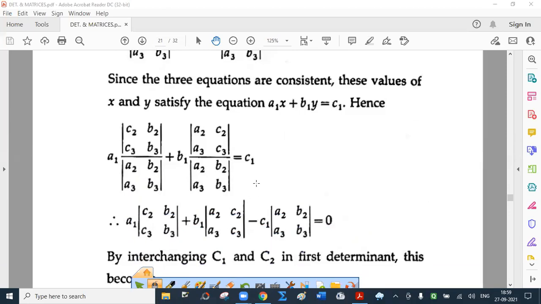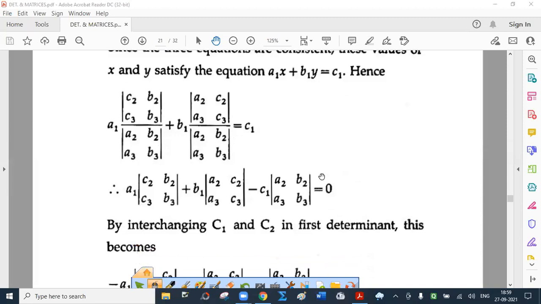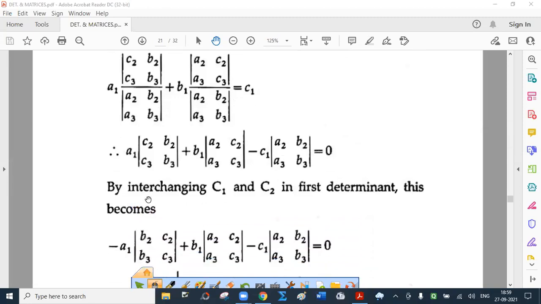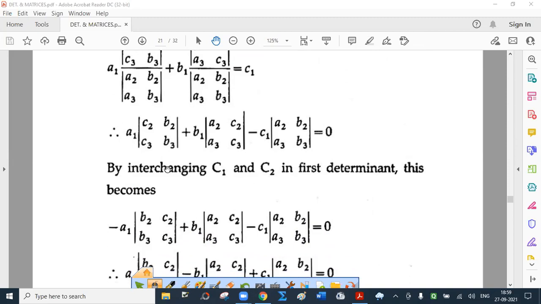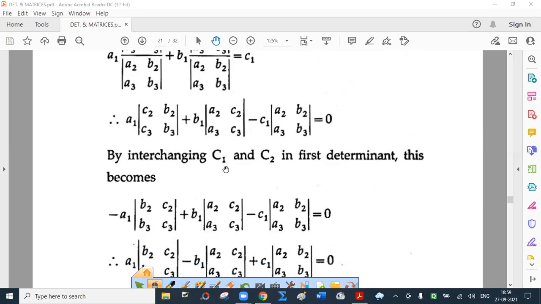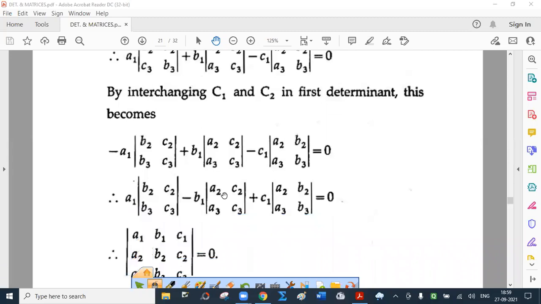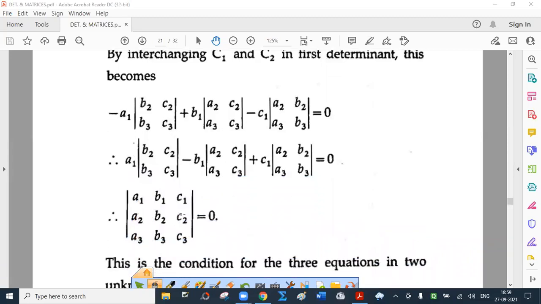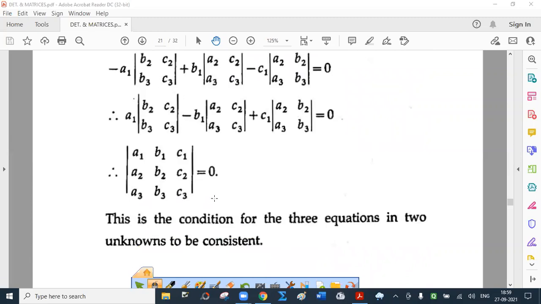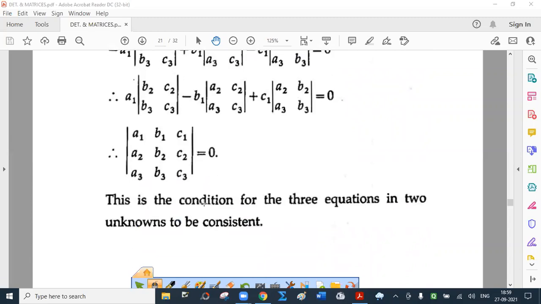See, actually, it is on RHS. We have to bring this to LHS. Now you will not understand this step because we haven't done properties. By interchanging c1 and c2 in the first determinant, this becomes, this part we'll discuss afterwards. But I can tell you that if two columns are interchanged, the value changes in sign only. In fact, today only at the end of the lecture, I'll explain this property. So in short, this is arranged so that it becomes the expansion of this determinant. So this is equal to 0. So this is the condition for three equations in two unknowns to be consistent.